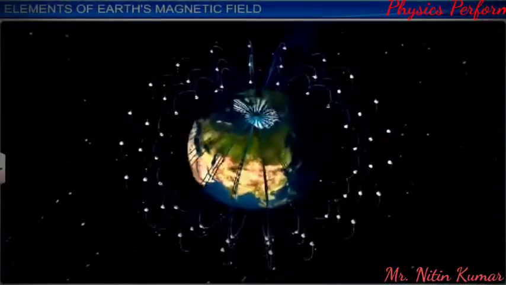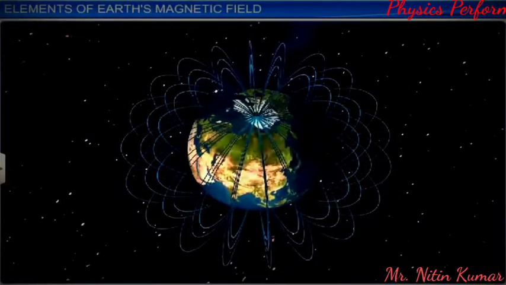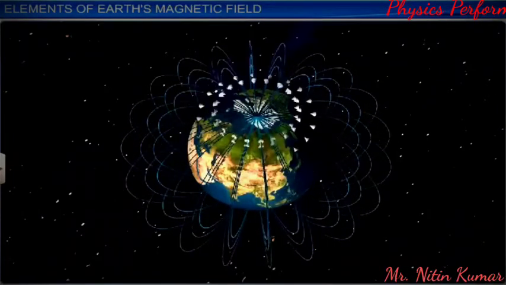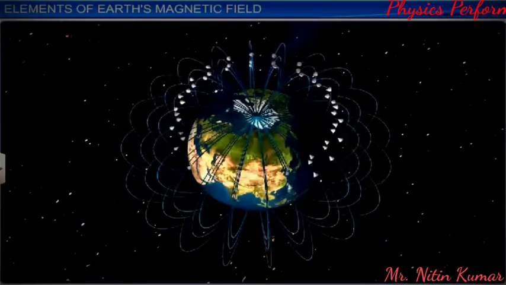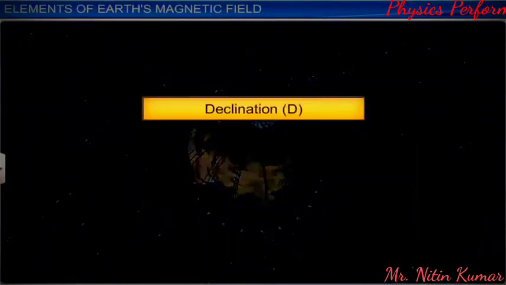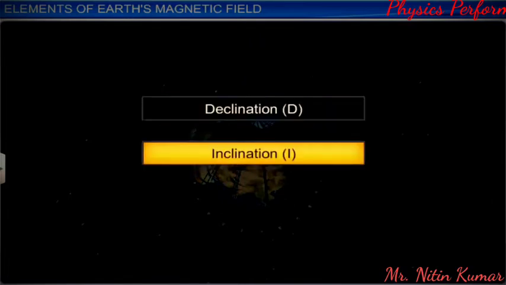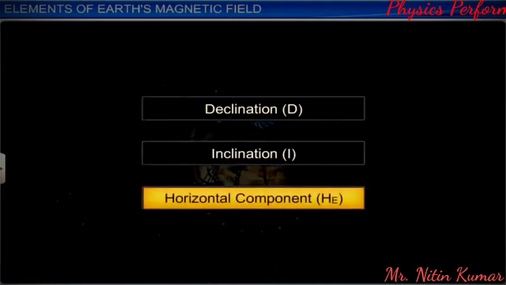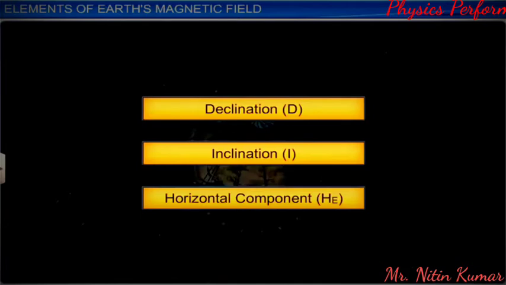To completely describe the magnetic field at any point on the surface of the Earth, we have to specify its three elements at that point, namely declination, D, angle of dip or inclination, I, and horizontal component of the Earth's magnetic field, HE. Let us study about these three elements in detail one by one.